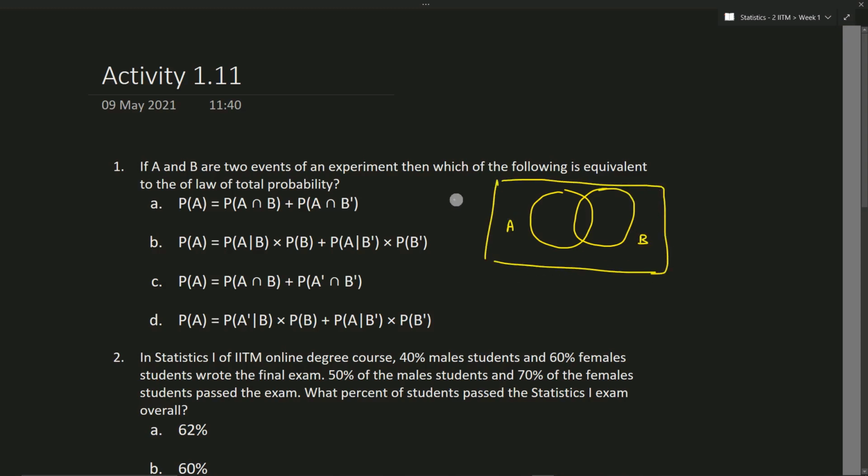Okay, so what does A intersection B represent? This space represents A intersection B, and also A intersection B complement. So the rest of everything is B complement. So A intersection B complement is this space. If we are adding this space and this space, we are getting event A. So yes, the first one is right. So what about the second one?